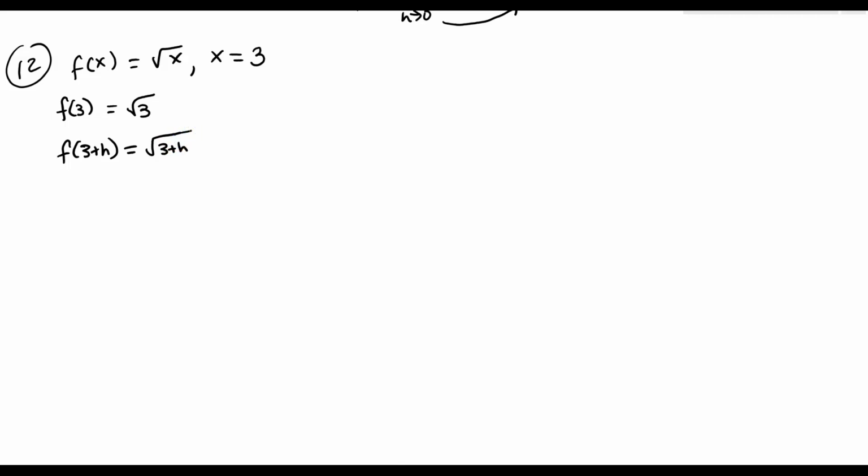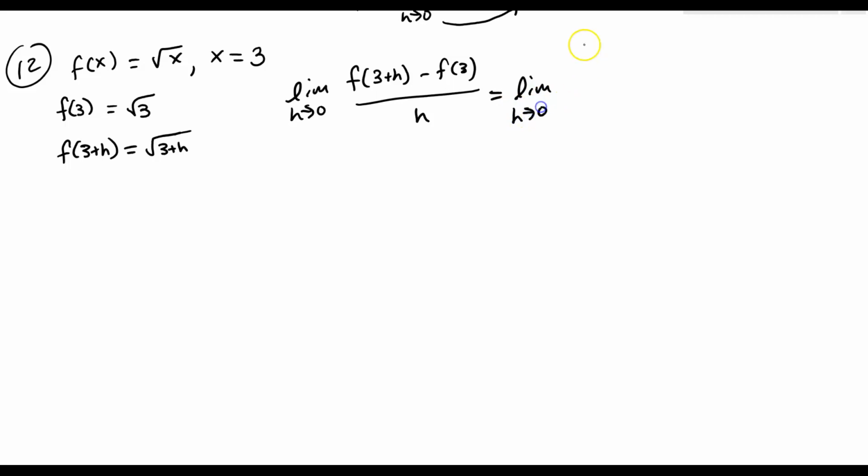I've got my components. I'm going to write out my difference quotient. The limit as h approaches 0 of f of 3 plus h minus f of 3, all divided by h. Now let's substitute what we know. Limit as h approaches 0, it's the square root of 3 plus h minus the square root of 3, all divided by h. So what we have to do here, and I think we've probably seen it in another problem, is multiply by the conjugate.